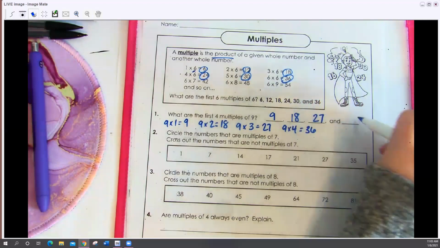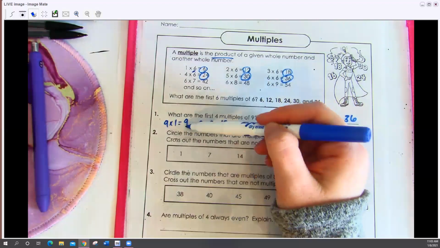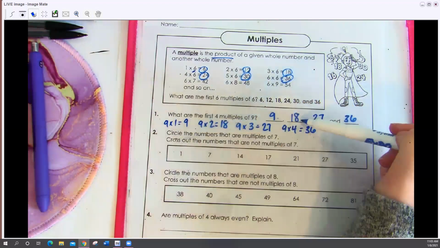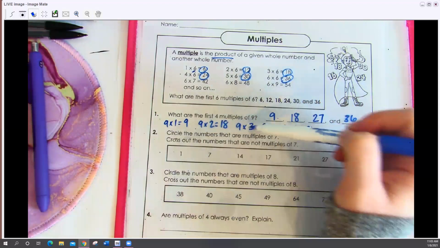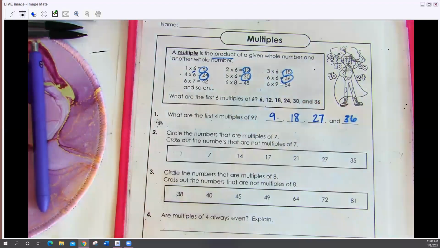So what I'm doing is just taking 9 times 1 and putting my answer here. 9 times 2, putting my answer here. 9 times 3, putting my answer here. Okay, get rid of that. Number 2 says circle the numbers that are multiples of 7. Cross out the numbers that are not multiples of 7. Okay, so this is also where it comes in handy to know our multiplication facts or our times tables.